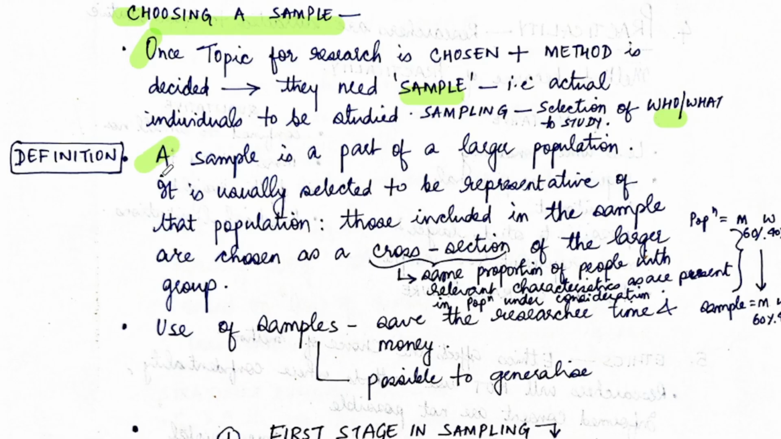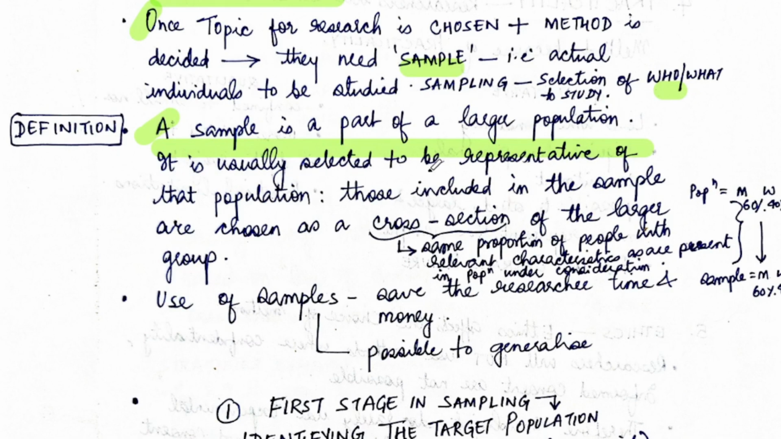So what is a sample? A sample is a part of a larger population. Here the word population refers to the whole group we care about, and a sample is a smaller portion drawn from this entire group. It is usually selected to be representative of that population. So what is our aim? Our aim is that the small group, the sample, should mirror the key traits, the key characteristics of the entire group, the big group, let's say with respect to gender or class or age or region, so that our findings can reflect the entire population.